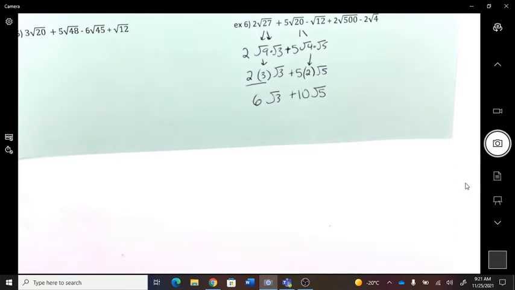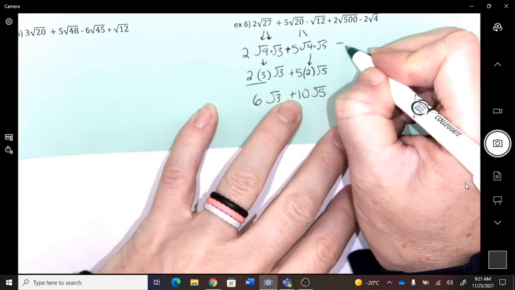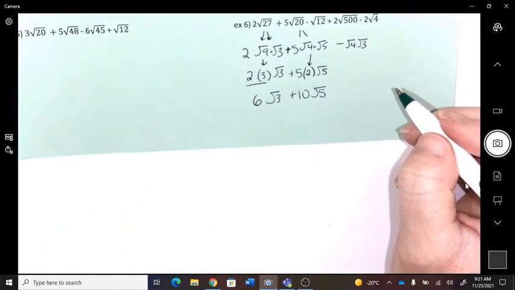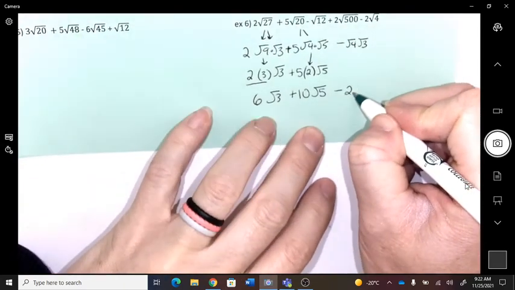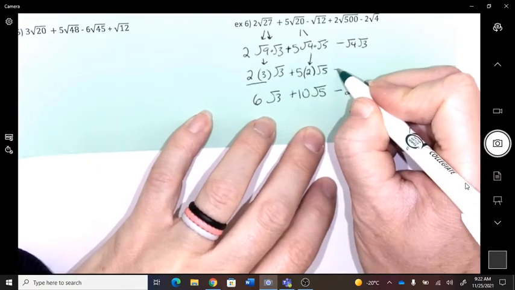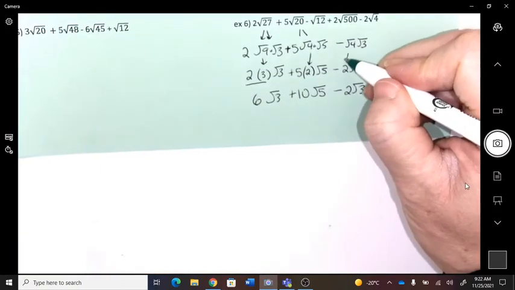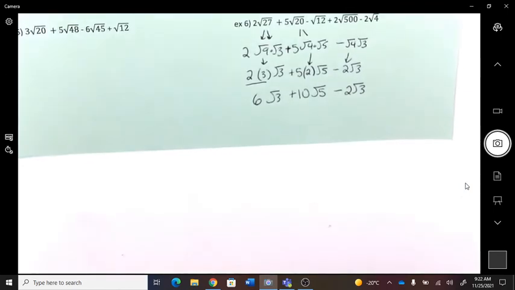Okay, 12. What magic number is 12 divisible by? So it's divisible by 4. So root 4, root 3. So the root 4 changes into the whole number 2, so 2 root 3.